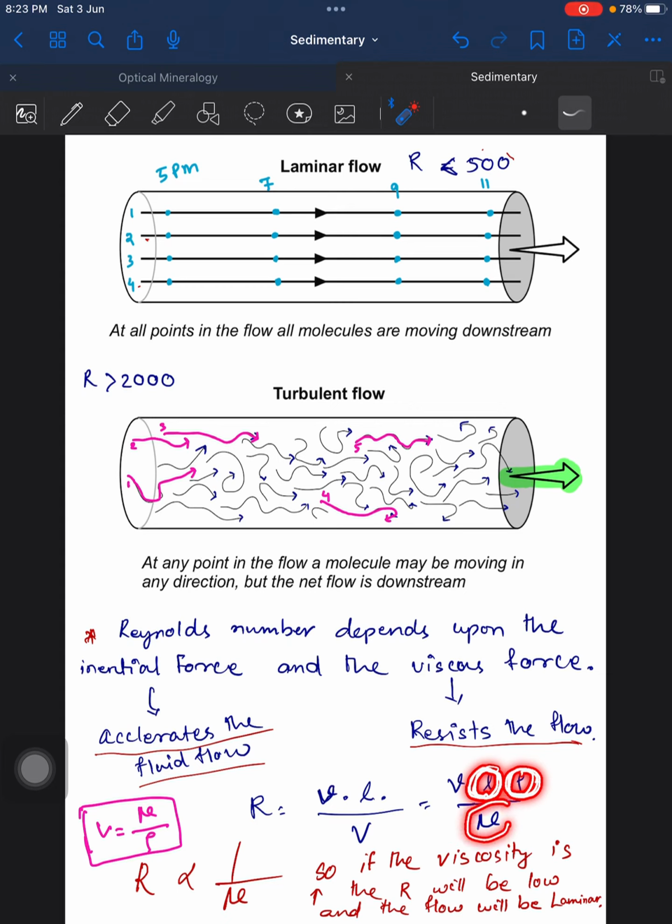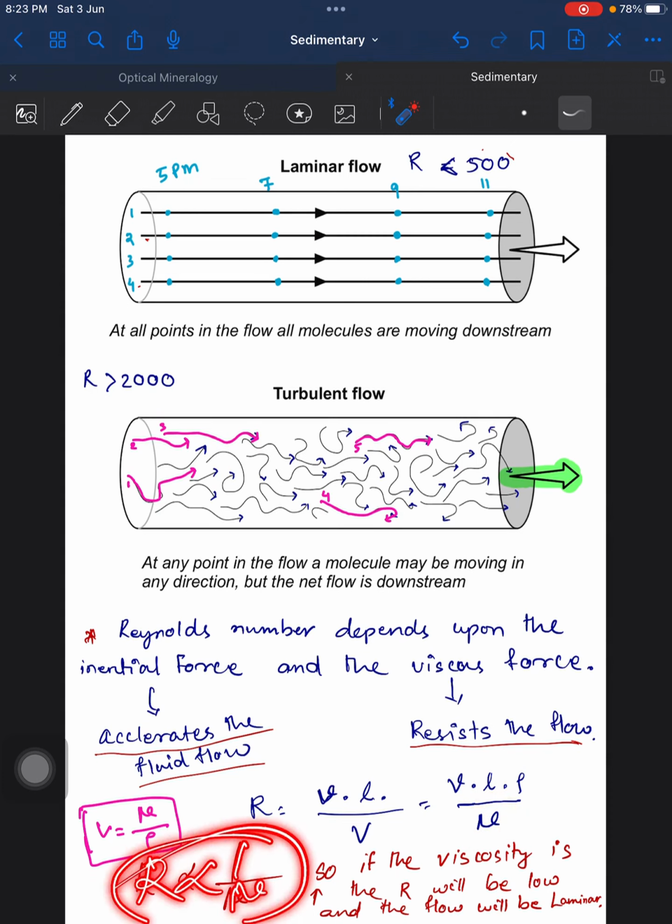If the coefficient of viscosity, this is the coefficient of viscosity, if that is increasing then the Reynolds number will be decreasing, because Reynolds number is inversely proportional to coefficient of viscosity. So generally we call it viscosity. So if the viscosity is increasing, the Reynolds number will be decreasing. Okay, and the flow will be laminar.